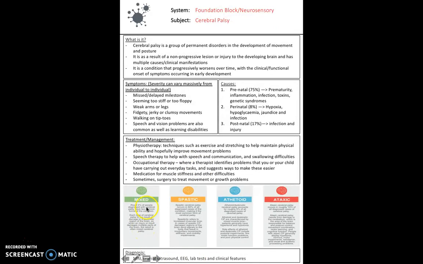Here you can see a fairly old classification of cerebral palsy, splitting it into mixed, spastic, athetoid and ataxic, and diagnosis is via MRI, cranial ultrasound, EEG, lab tests, and quite frankly clinical features, so looking out for these missed and delayed milestones and pretty characteristic physical signs. We've got weak arms, weak legs, etc.